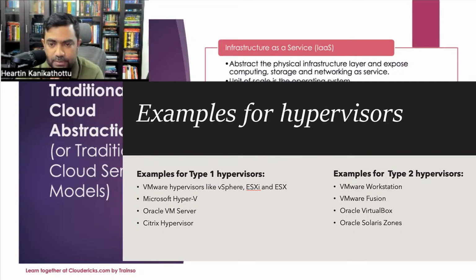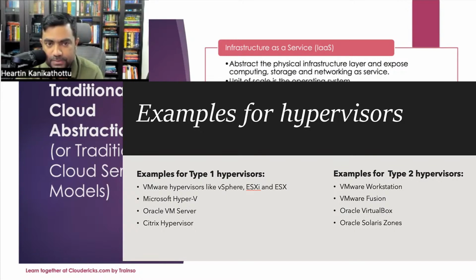Consider type 1 hypervisors. There are many examples from VMware and other providers. Most commonly, they are used by cloud providers or enterprise companies to run multiple virtual machines on a single physical host machine. Yeah, ESXi, Hyper-V, etc.